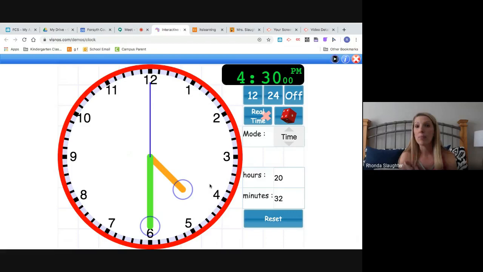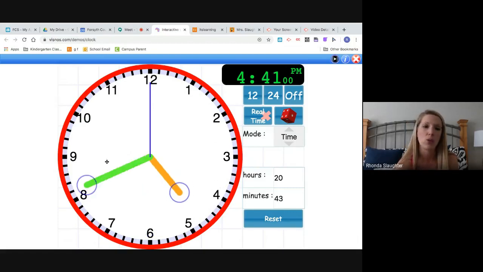So now I remember, oh, I got to think of my rhyme, my little rhyme song. And it goes like this. Say it with me. If you're in the middle, go back. If you're in the middle, go back. So I'm in the middle of 4 and 5. So I'm going to go back. And when I go back, I land on the 4. So this is 4:30. I'm going to give you one to try.